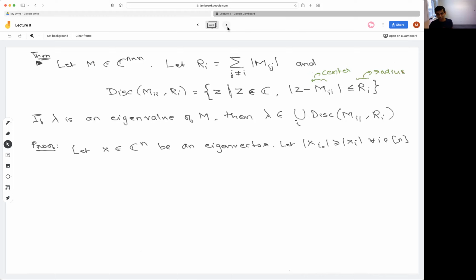It's a circle in the complex plane, or a set of all complex numbers whose distance from the diagonal entry m_ii in the complex plane is at most the number r_i, which we said was the radius. And the theorem just states that if you have any eigenvalue lambda for this linear transformation or for this matrix, it lies in one of these circles. So it lies in the union of these circles or disks. Any questions about the statement?